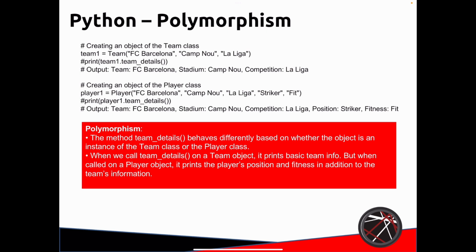What's special about polymorphism, though, is we can also override. So if this player actually plays for, say, Manchester United instead, we could have Manchester United, stadium Old Trafford, competition Premier League, but the position is still a striker and the fitness is still that they're fit to play. So you can see that we've not had to write the structure out again. We've just used the structure that was there already and then manipulated it for the situation that we're in. So really quite a useful and powerful tool.